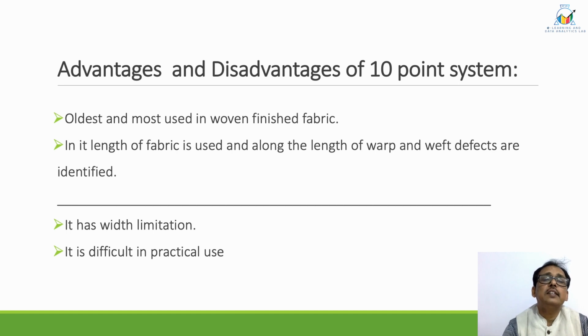Advantages and disadvantages of the 10 point system. It is the oldest and most used system for woven finished fabric. The length of the fabric is used, and along the length, warp and weft defects are identified. It has a limitation in width. It is difficult for practical use.